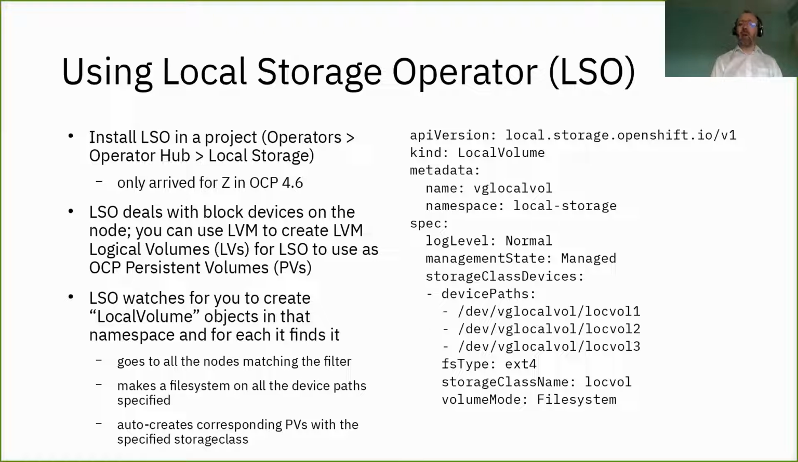So when you create one of those and post it to the cluster, that storage operator wakes up, has a look at it, and says, okay, well, what do you want me to do? And it goes through that list of device paths, so the /dev/vg/localvol 1, 2, and 3. And it goes to all the nodes that you've told it to look at. By default, all of them, but you can filter them by labels if you want. And it goes down into the node, and it makes file systems on them. And it then auto creates PVs for you corresponding to those and makes them available to the cluster.